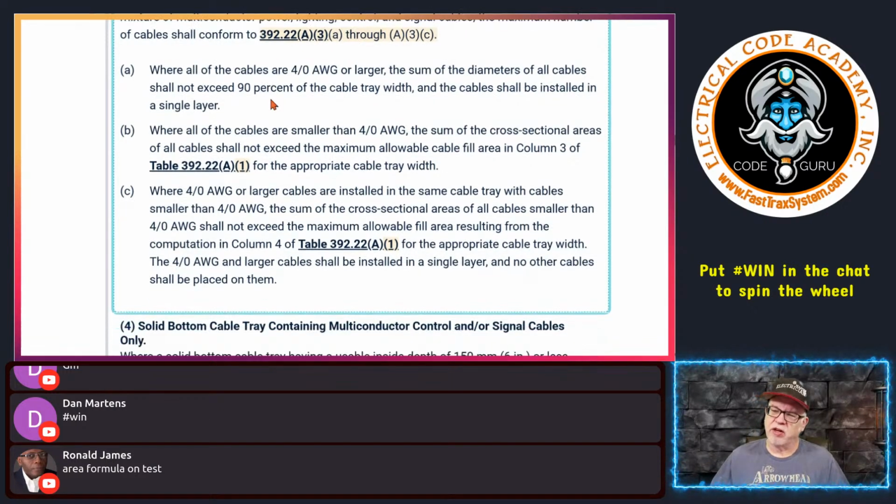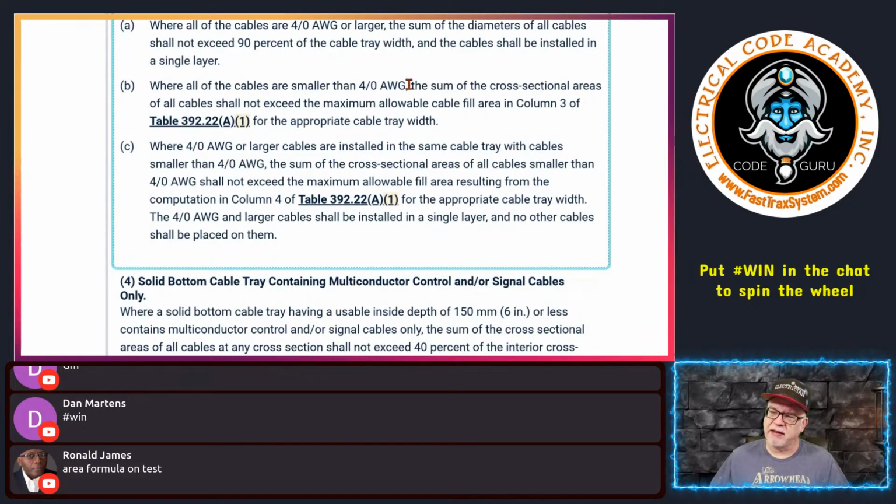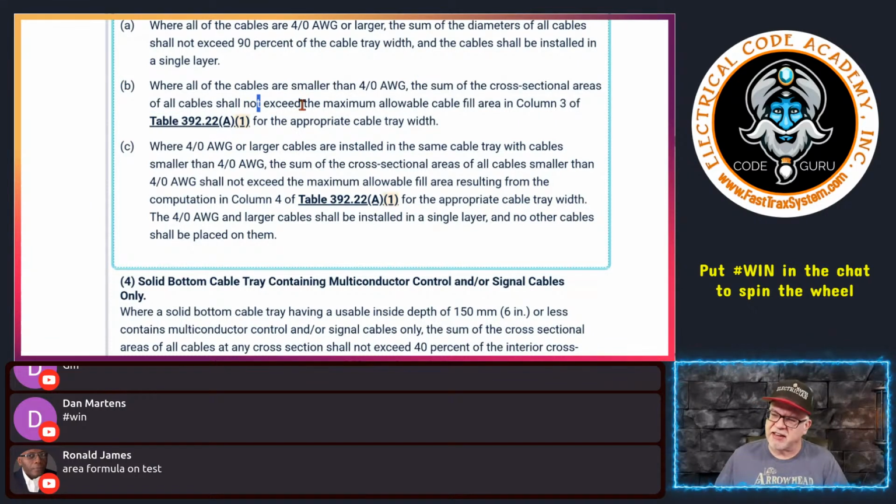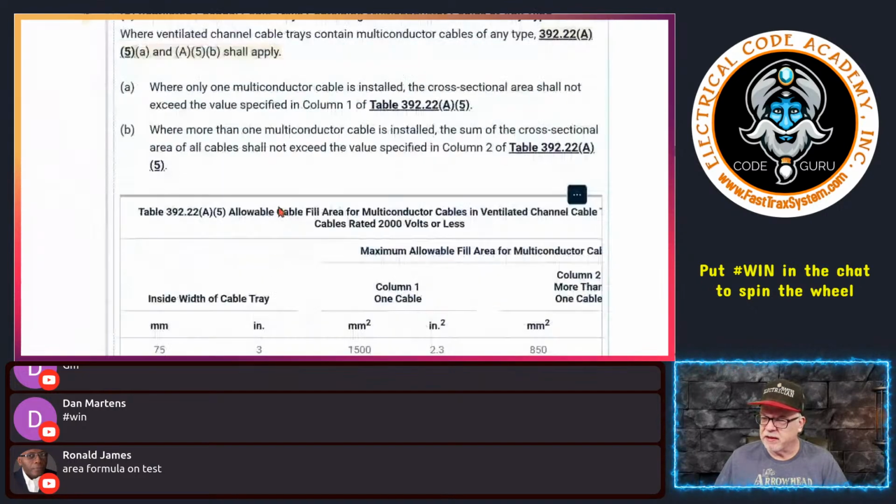Next, it says where the cables are smaller than 4/0, okay? It says the sum of the cross-sectional area. So now I'm going to have to find out what the cross-sectional area is of the cable assembly itself, like we did before. I showed you how to do the math to find the area. It says it shall not exceed the maximum allowable cable fill in column 3 of table 392.22(A)(1) for the appropriate cable tray width. Okay, so column 3 is down here.